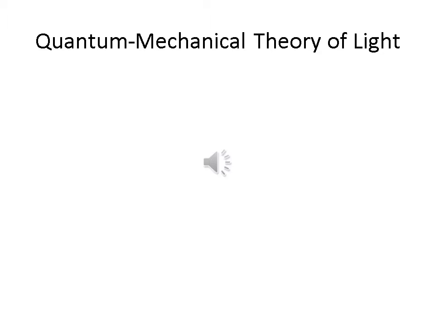The reason why both of these theories were valid was because light does behave sometimes like a particle, and sometimes it behaves like a wave. And if you recall, Dr. Weil mentioned that it was the quantum mechanical theory of light that brought the two theories together, that harmonized them.